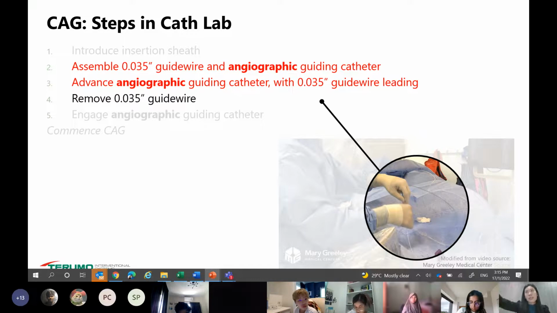The guide wire is always ahead, because later you'll see the angiographic guiding catheter has a shape at its tip. So we want the guide wire to make this tip straight so that it doesn't damage your arteries. Once this guiding catheter is in the ascending aorta, you will then remove your 035 guide wire.